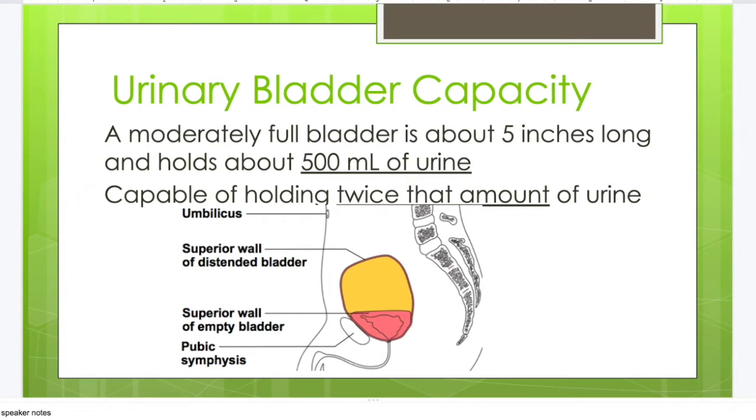A moderately full bladder is about 5 inches in length, and it can hold, if it's moderately full, about 500 milliliters of urine. That's half a liter. But your bladder is actually capable of holding twice that amount of urine, so a full liter of urine. Or if you're thinking of a 2-liter soda bottle, half of that full of urine would be that volume.